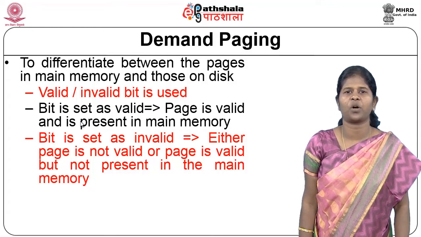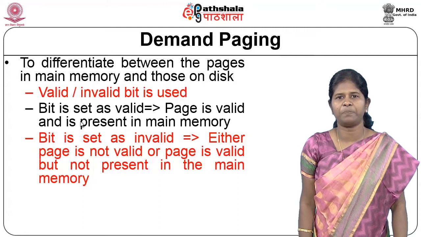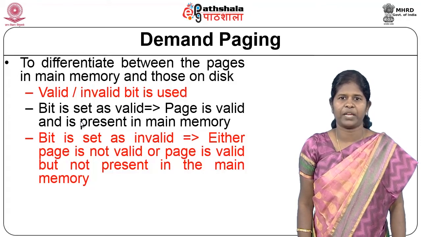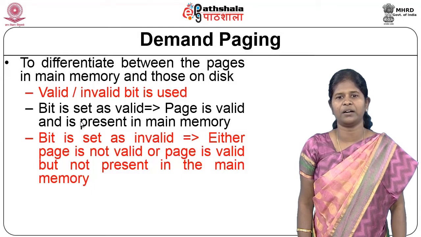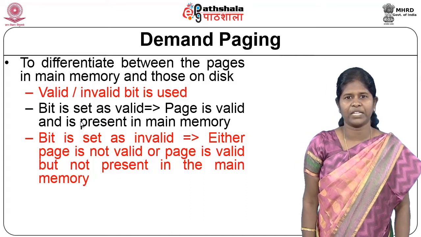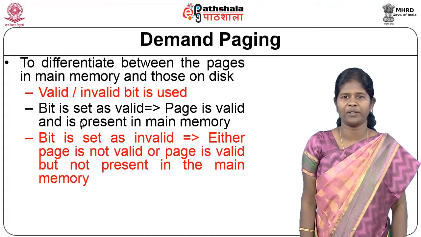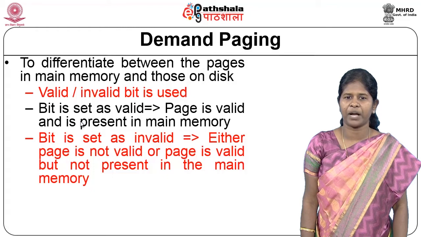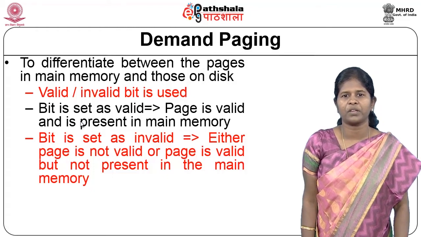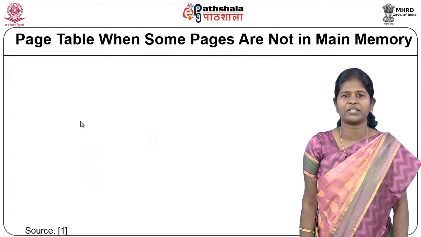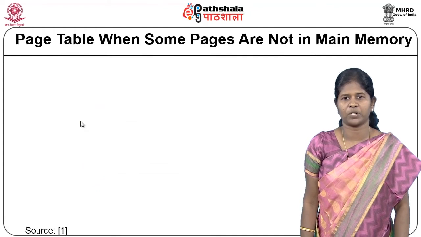We have a bit called the valid-invalid bit. If this bit is set to valid, it means that the page is a valid page and also it is present in the main memory. But if the bit is set to invalid, then it means that either the page is not valid, or the page is valid but it is not present in the main memory. This valid-invalid bit is useful when you do the address translation for a particular process.